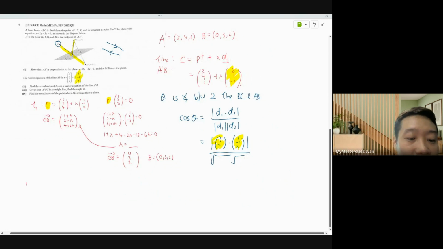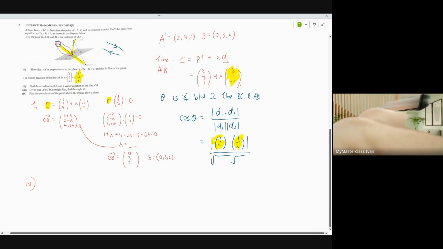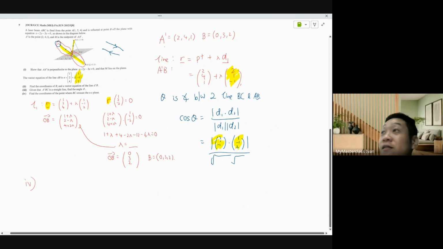Next, find the coordinates where BC crosses the XY plane. So for this part, again, your mind must be very clear. Do you have line BC? Don't have. But does it matter? It doesn't matter, because BC and A prime B, are they the same? Yes, right. So the trick of the question is you have to use A prime B, which is r equals 2, 4, 1 plus lambda 2, 1, minus 1. Okay? XY plane.